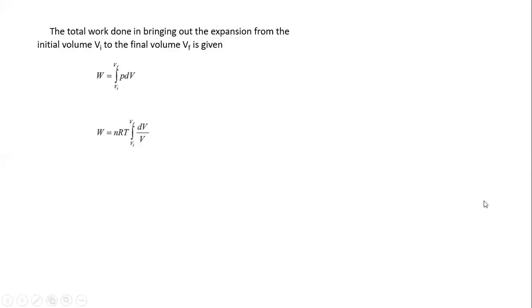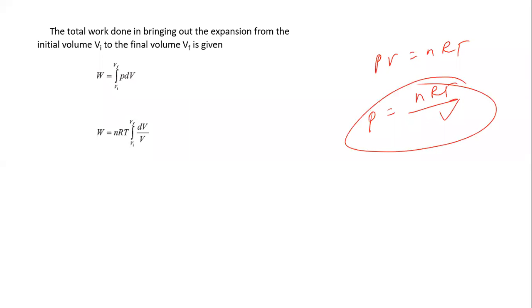You know that the gas equation is PV = nRT. By that gas equation we can write P = nRT by V. And then after substitution of that we get work done is given by this formula. And integration of dV upon V within the limits, after solving, we get log of Vf divided by Vi. So this is the formula for work done.